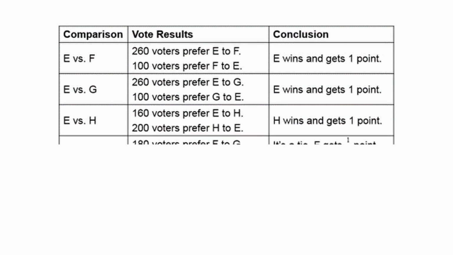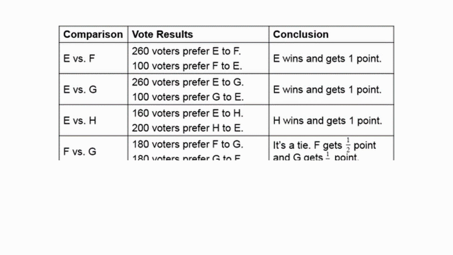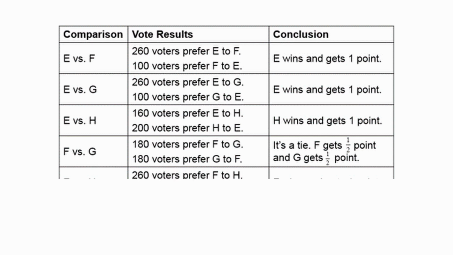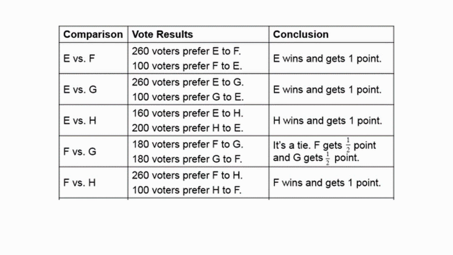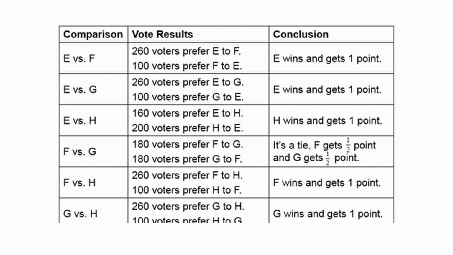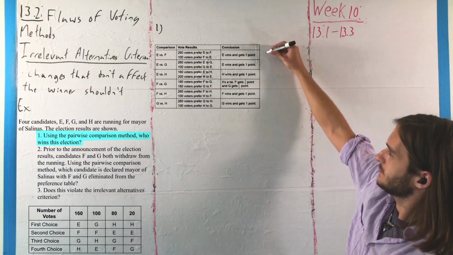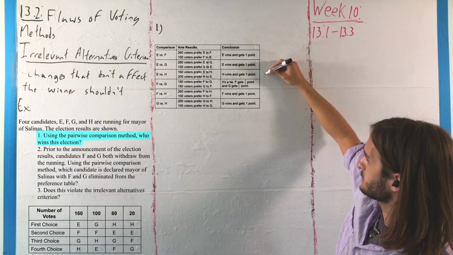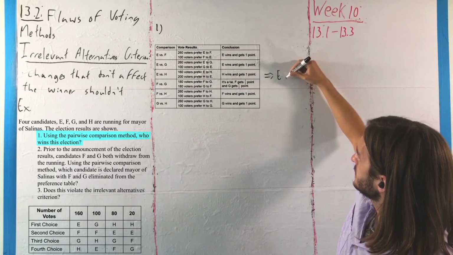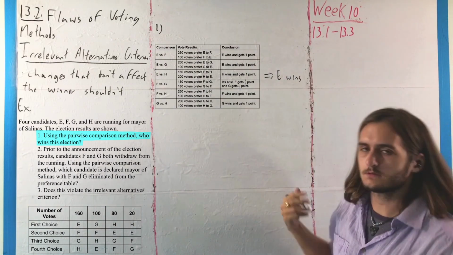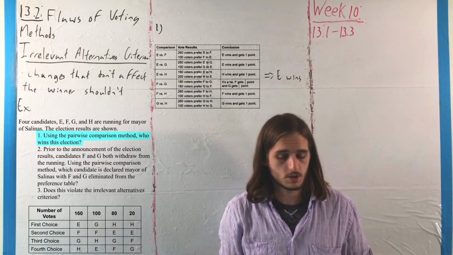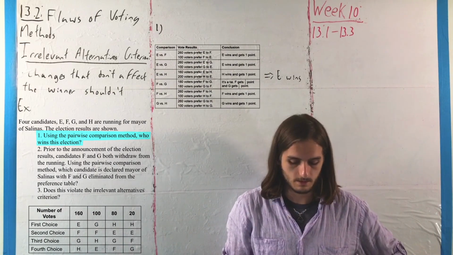For F versus G, they're split evenly, 180 each, so they each get a half point. Then for F versus H, 260 prefer F to H, so F gets the point there. And for G versus H, 260 prefer G to H, so G wins and will get that point. Which means that because of how all of these things get split out, and they're split out in quite a lot of ways, E wins with just 2 points. It's a very close election, really. You can see it's a pretty complicated little table in there.